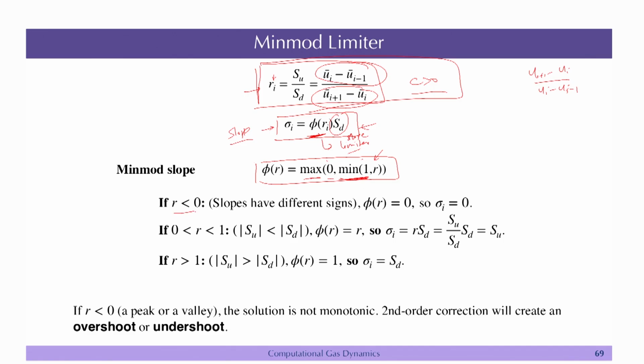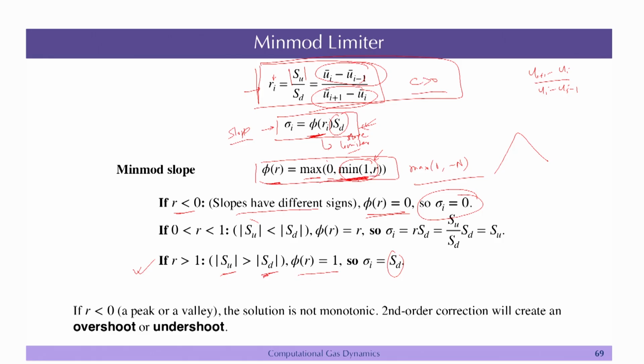So, let us say that r is less than 0, that means the slope you are getting from left and the slope you are getting from right have different signs like this. So, then in this case r is less than 0, so phi of r will become 0, because that will be max of 0 and some negative number, let us call it minus n. So, this will be 0. So, the slope is 0 from here. Let us say your r is greater than 1. That means your SU bar, this one, is bigger than the SD, and you have to choose the smaller one. So, you should choose this SD, and that is why this phi of r becomes 1.